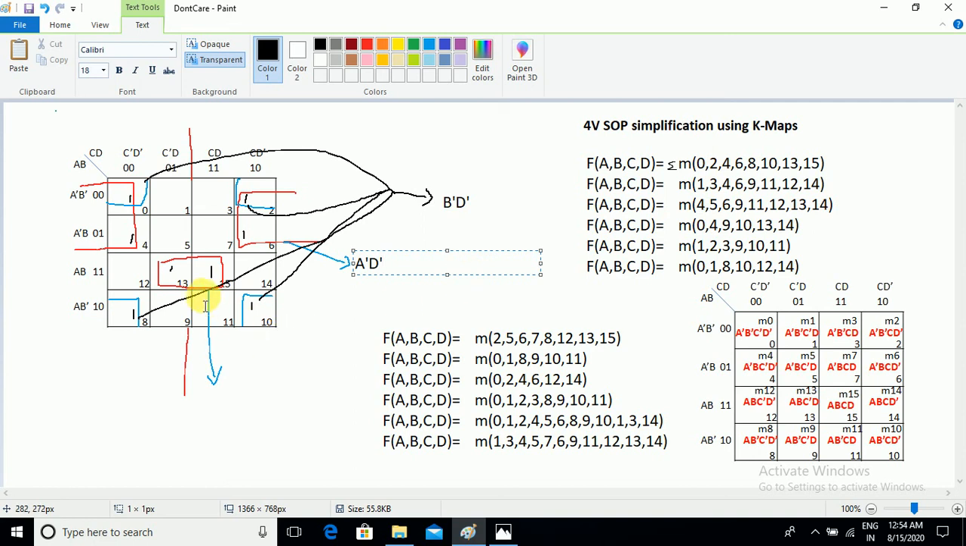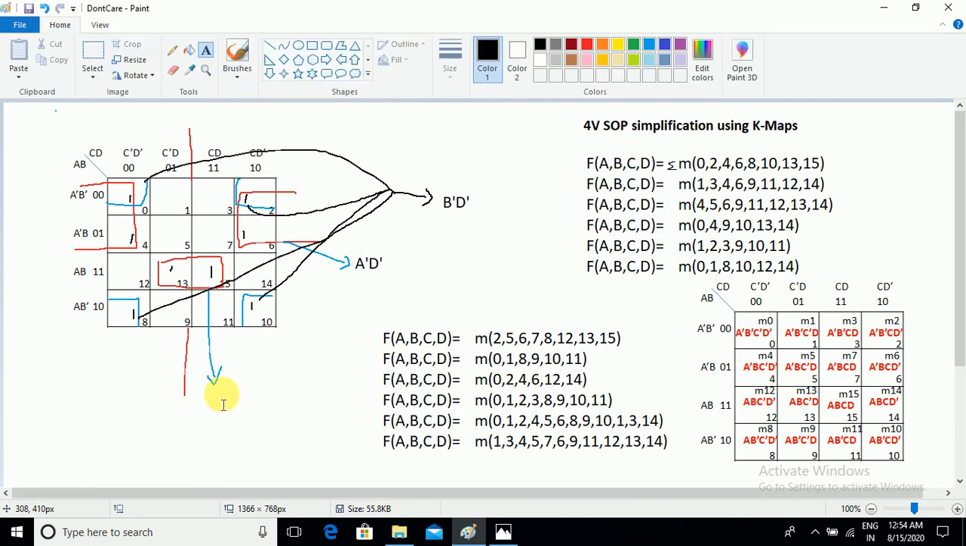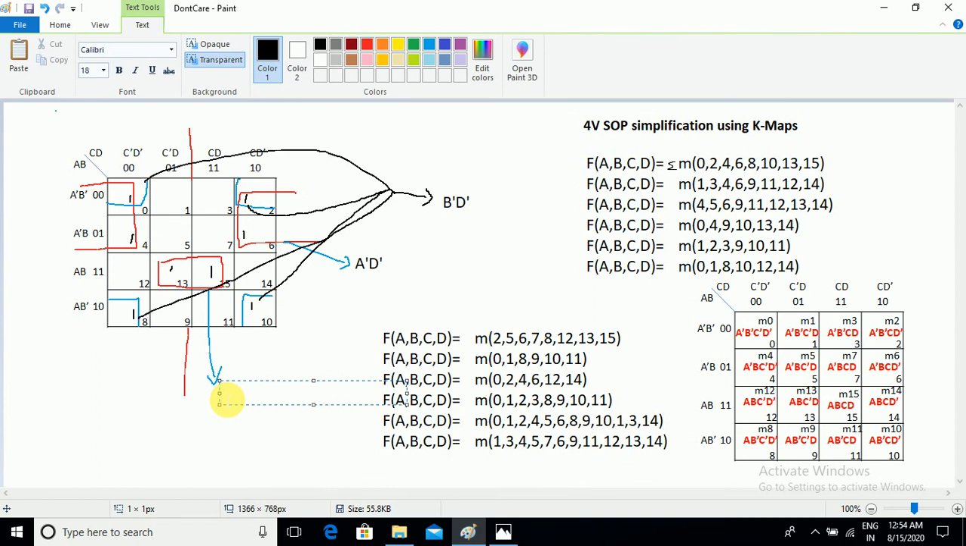The next one is the 2 cell grouping. Here we need to write the 2 cell grouping answer. What is that answer? A, B, D is the answer. A, B, D is the answer. Now this is the output of the given question.